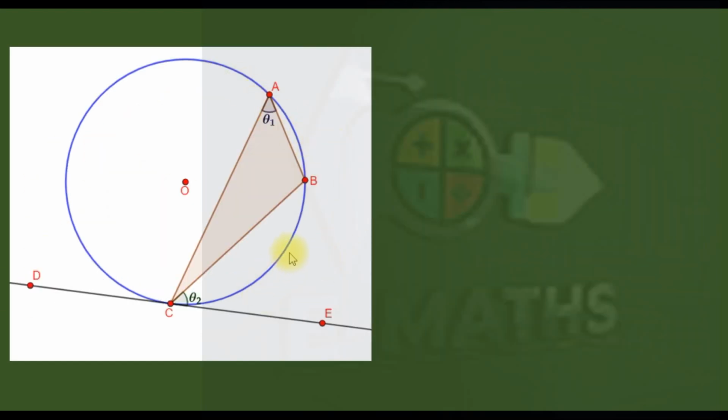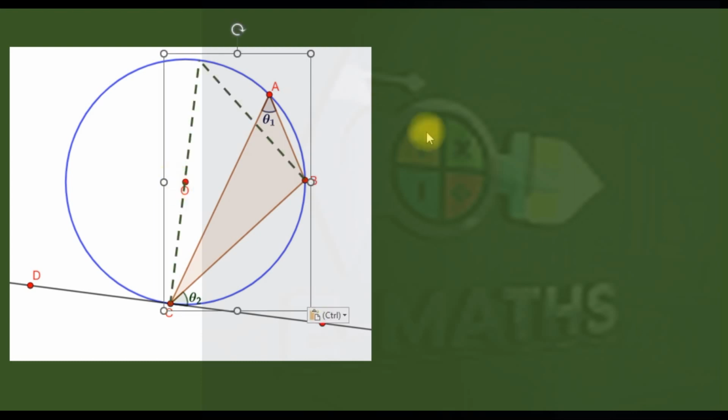Let's prove it. We have a circle and an inscribed angle ABC. We want to prove that θ1 is equal to θ2. We have the center of this circle to be O. So I will add two auxiliary lines here. Let's call the diameter CF. Let's call this F.